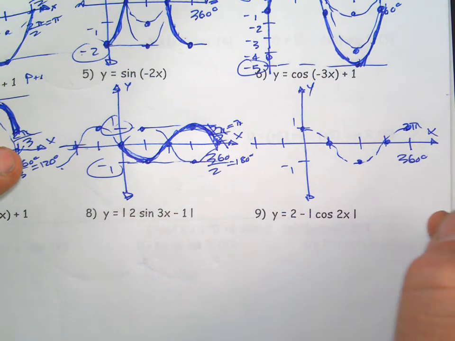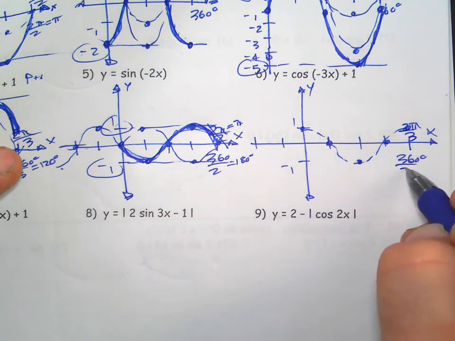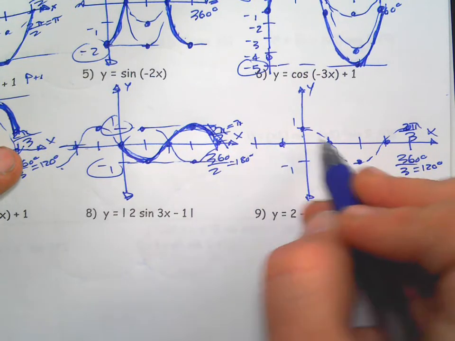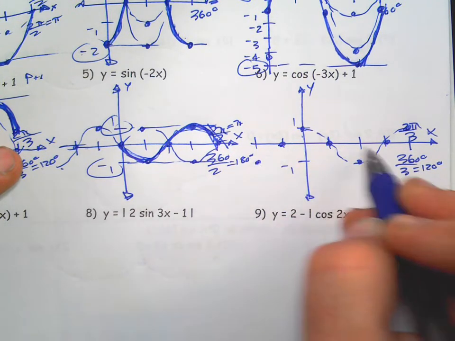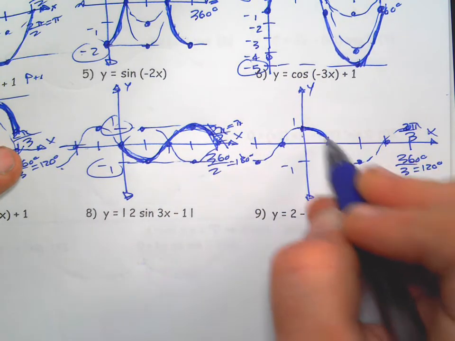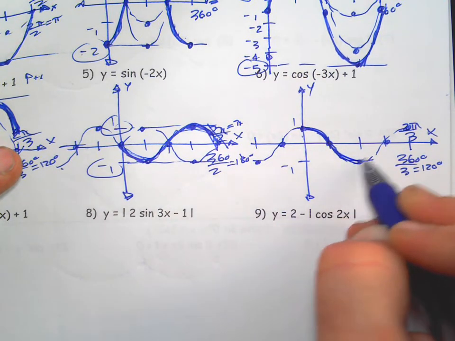Light dashed line. Now the 3 divides the period by 3, right? The negative flips it over here. Well, that goes to here, this goes to here. And guess what? If you continue it back in, it looks exactly like the original curve.